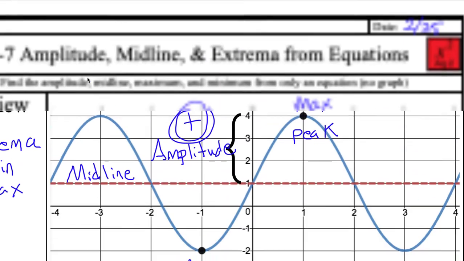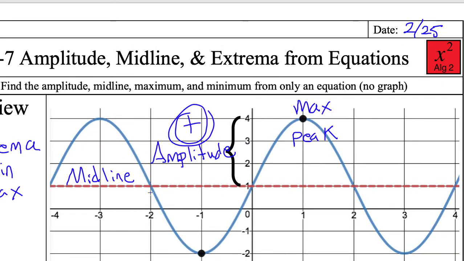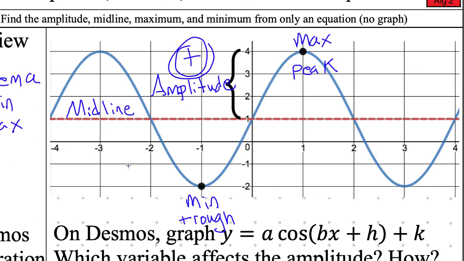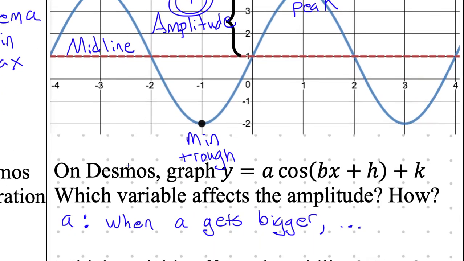And bonus points if you can use some of the words that we've been talking about already, like midline, amplitude, peak, minimum, max, trough, stuff like that. Or extrema, if you want to be super cool.